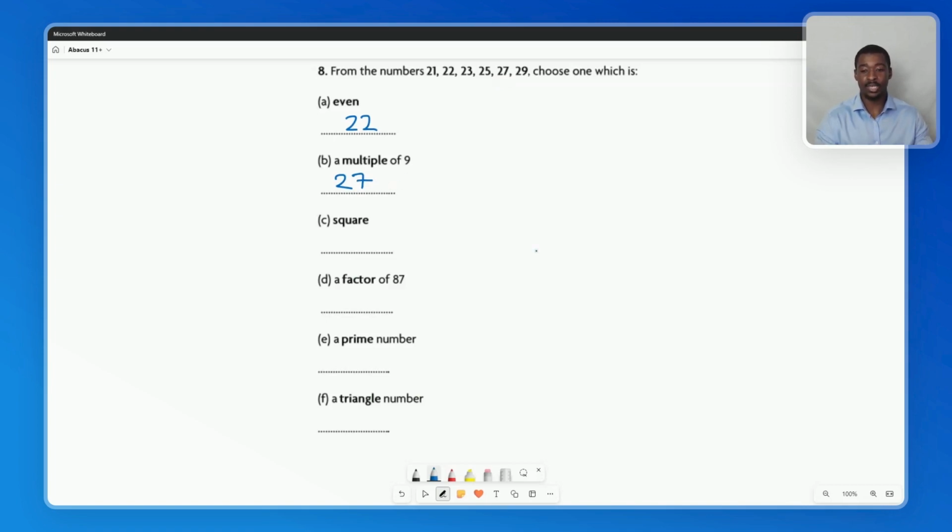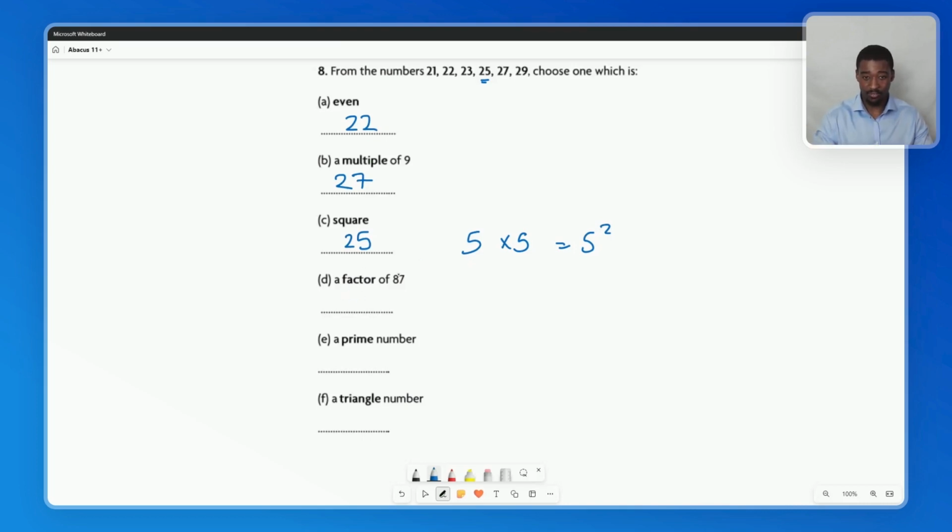And then for part C, we have a square number, and this is going to be 25. That's because 25 is the result of doing 5 times 5, or 5 squared, multiplying 5 by itself. So 5 times 5, 25.